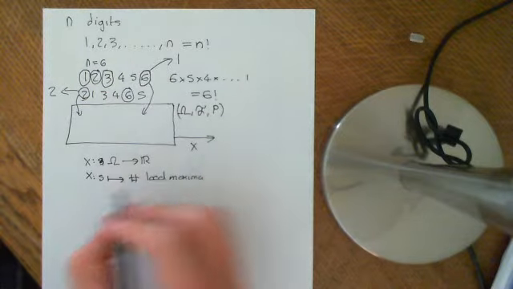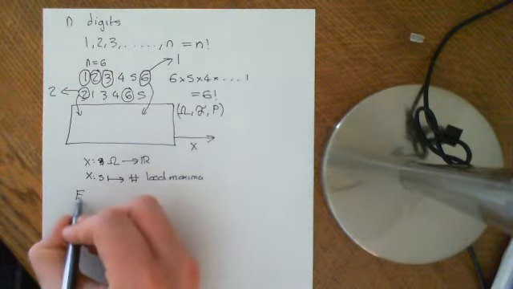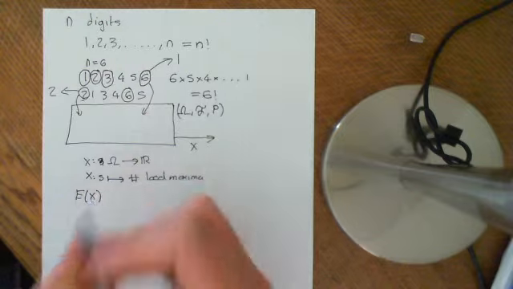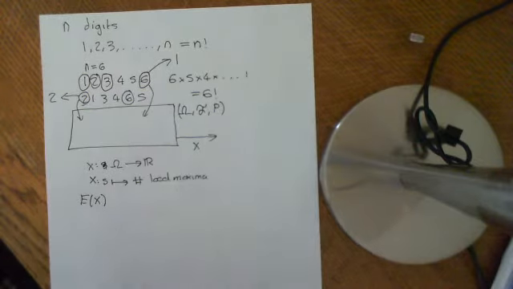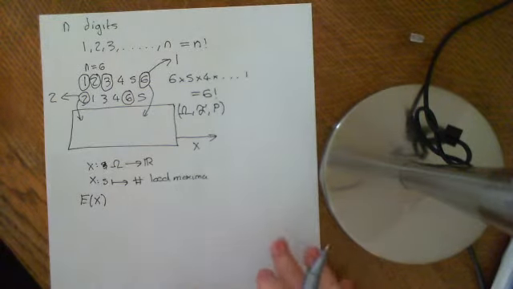So what we're asking, the question is find E of x, basically. Find the expectation value of x. Find what the expected value of local maxima is.